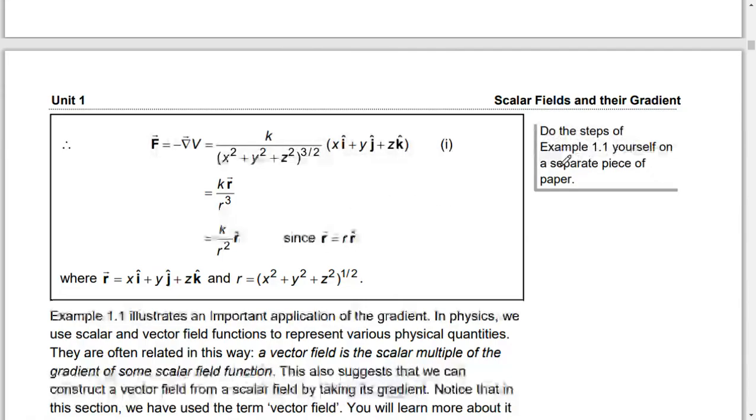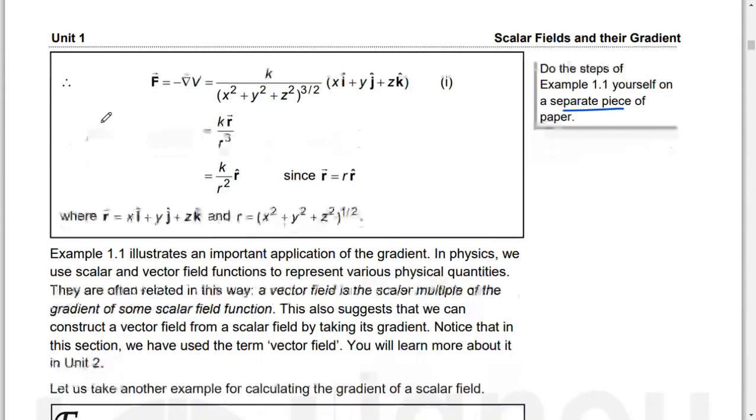Do the steps of example 1.1 yourself on a separate piece of paper. There, F equals minus del V equals k by (x square plus y square plus z square) whole to the power 3 by 2 of (x i cap plus y j cap plus z k cap) equals k r vector by r cube equals k by r square of r cap, since r vector equals r into r cap, where r vector equals x i cap plus y j cap plus z k cap and r equals (x square plus y square plus z square) whole to the power half.